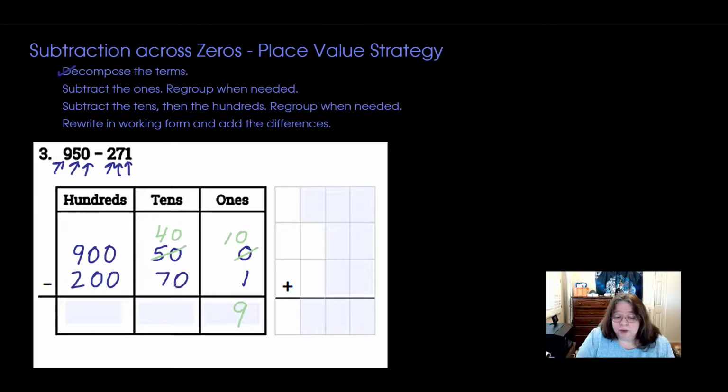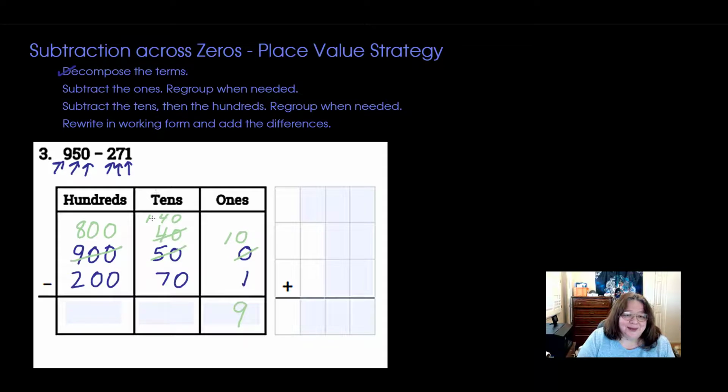Well, we can't subtract 70 from 40. So again, we're going to need to regroup. We're going to go over to the next column over, because there's lots of hundreds here. So we're going to take one of those hundreds away. Instead of having 900, we'll have 800. And instead of having 40, we'll have 140. Now we can subtract 140 minus 70.